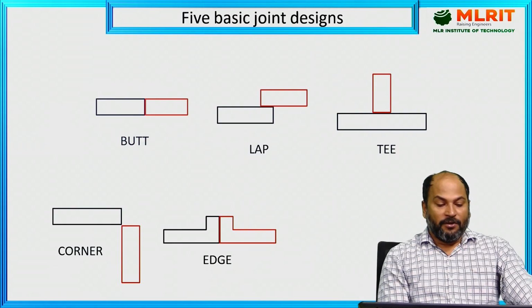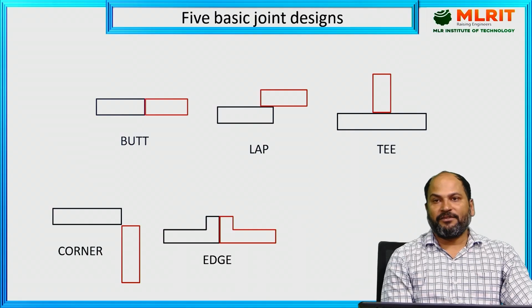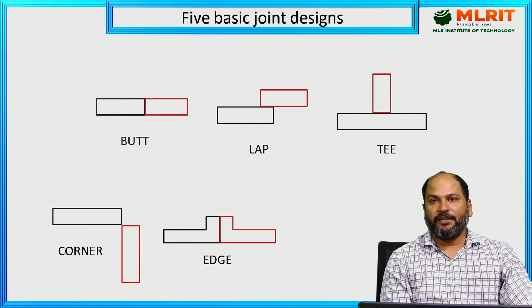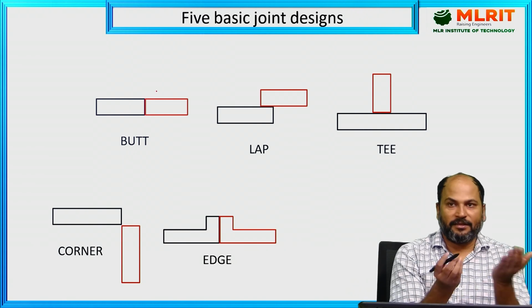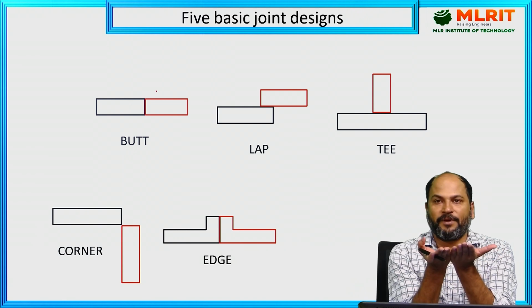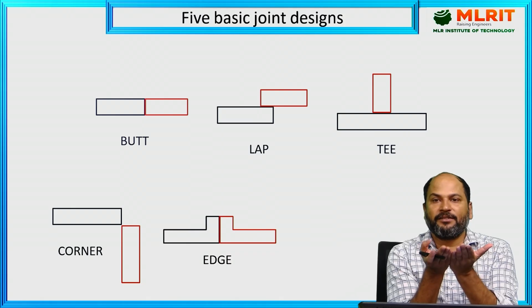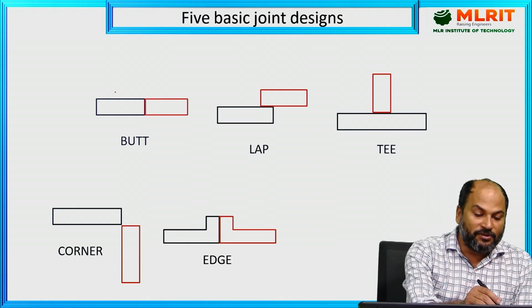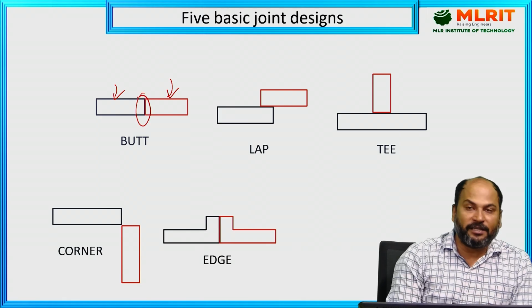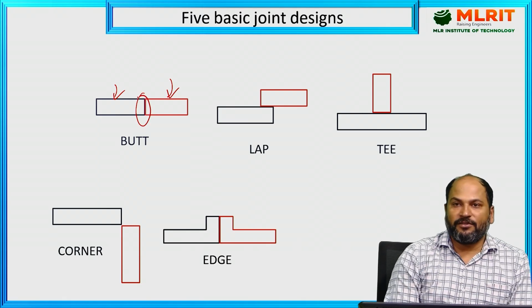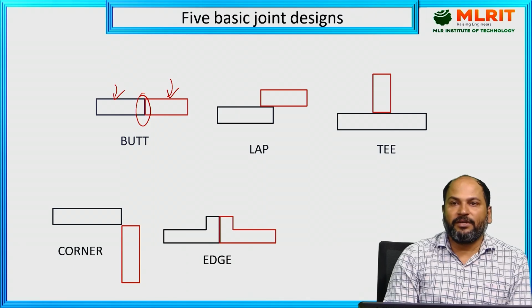Now we'll see different types of joints during welding. When we are joining two materials, different types of joining are there. If two parts, just like this my palm, if we are going to weld this, this is known as butt joining. So this is one part, this is the other part that we are going to join, and this is the area where we are going to join these two parts. This configuration is known as butt joining.